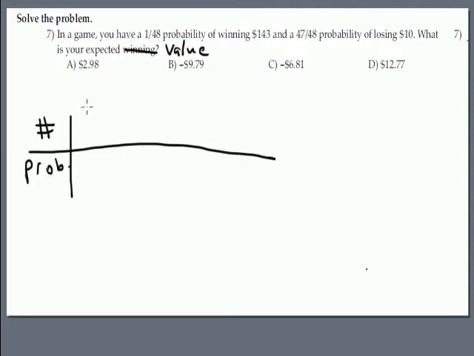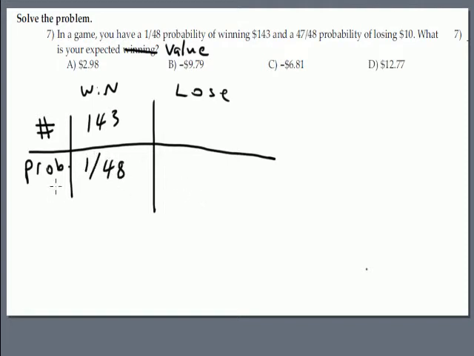Frequently, it's nice to look at what can happen. So in this problem, we can win or lose. There's really only two distinct things that can happen. If you win $143, you have a 1/48th probability, or whatever that works out to as a decimal, of winning. And if you lose 10, we're going to write that as a -10 with the 47/48 probability of that happening.